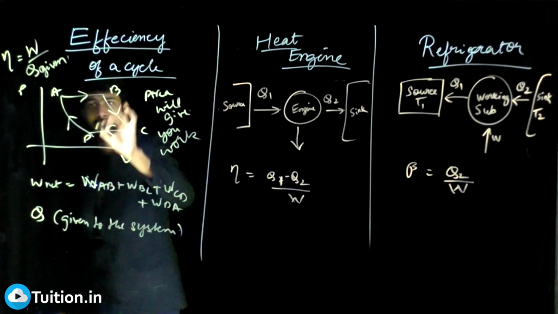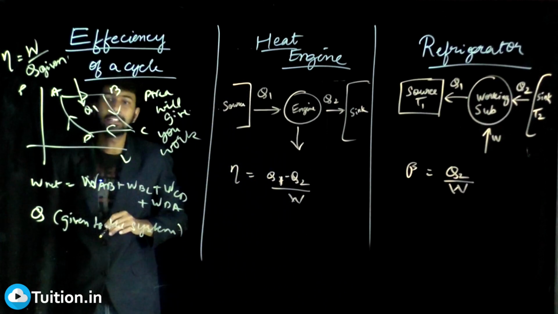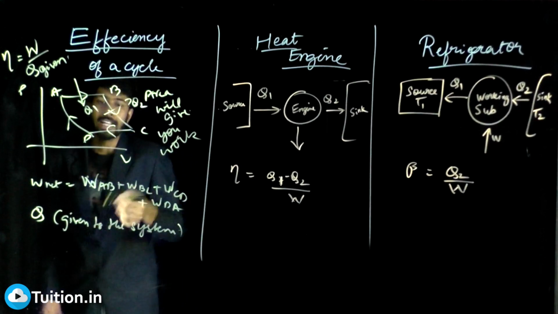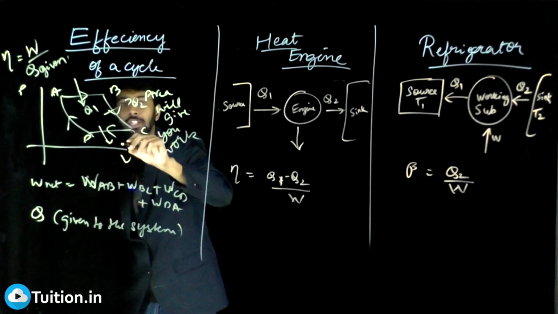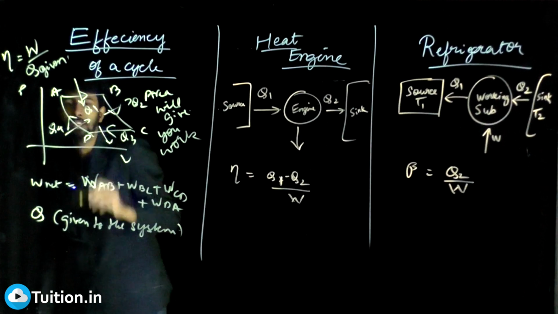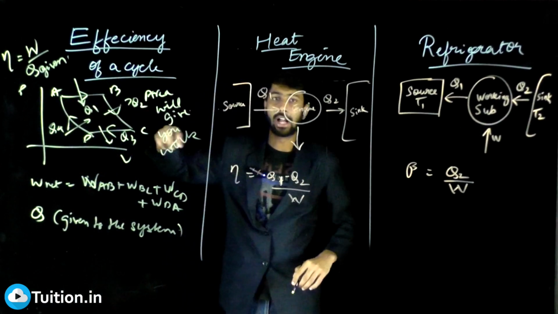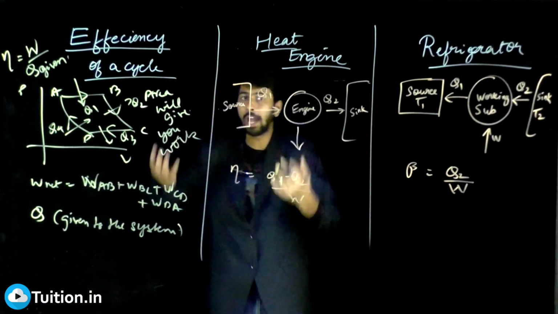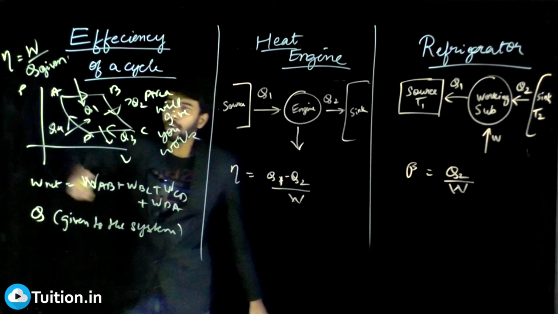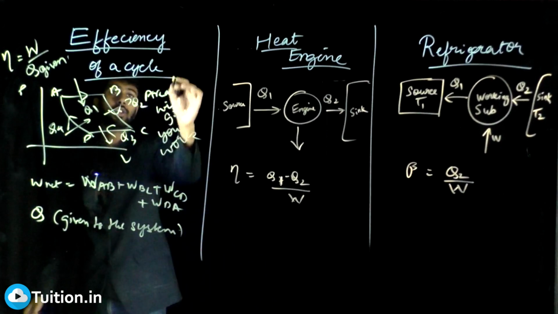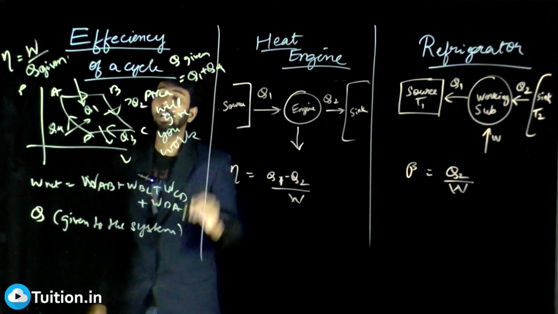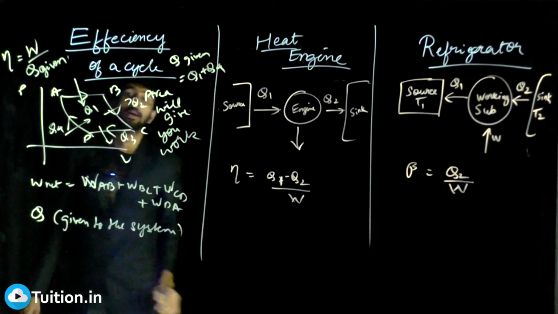For example, in the process AB, I gave some heat Q1. In the process BC, I removed some heat Q2, right? In the process CD, also I removed some heat Q3. In DA, I gave in some heat Q4, right? I'm not saying all of them are right, but I'm just giving you a hypothetical example. I gave heat, I removed heat, I removed heat, I gave heat. So what will you consider out of these? What will be your Q given? Your Q given will be Q1 plus Q4 only.